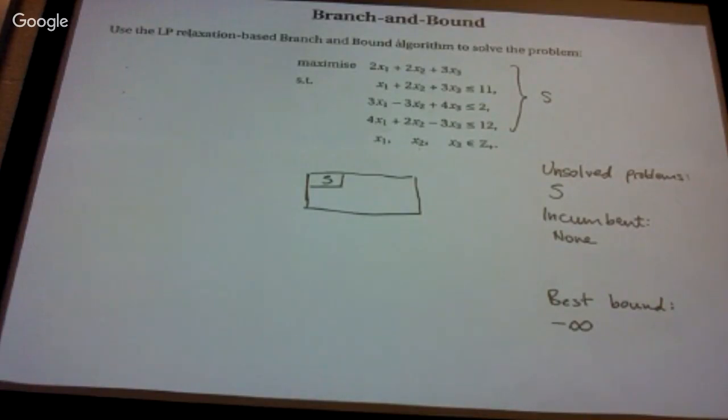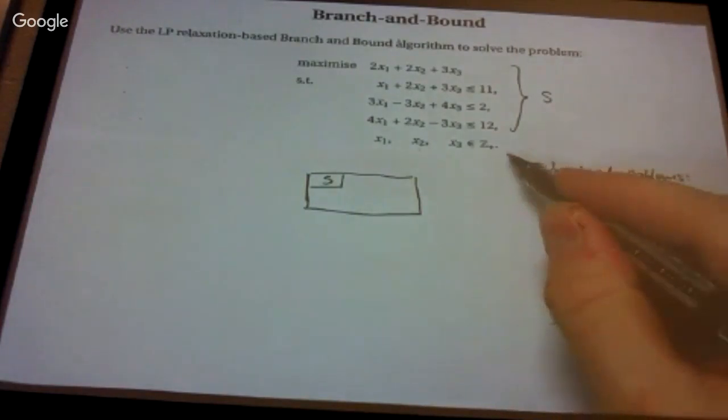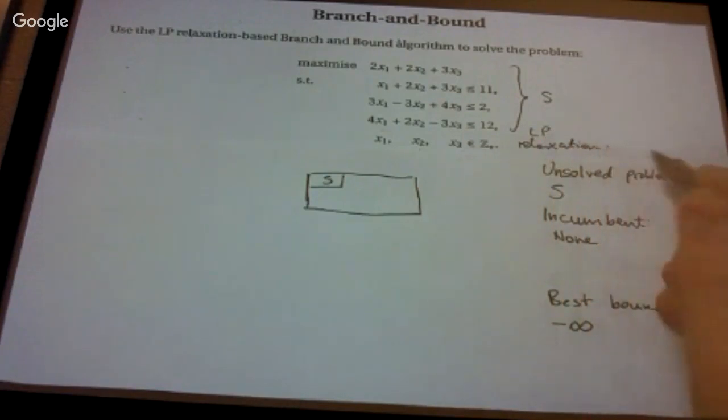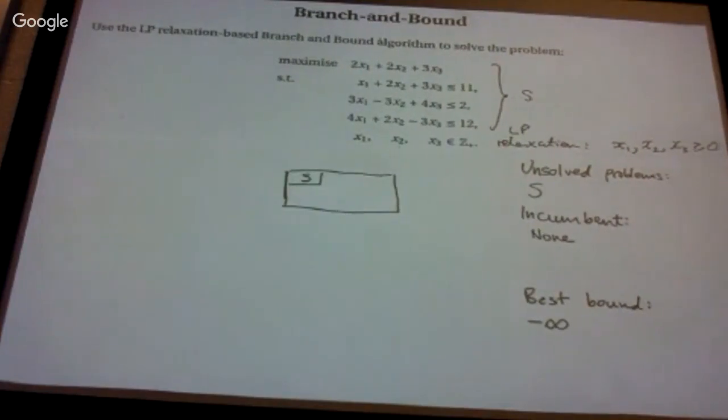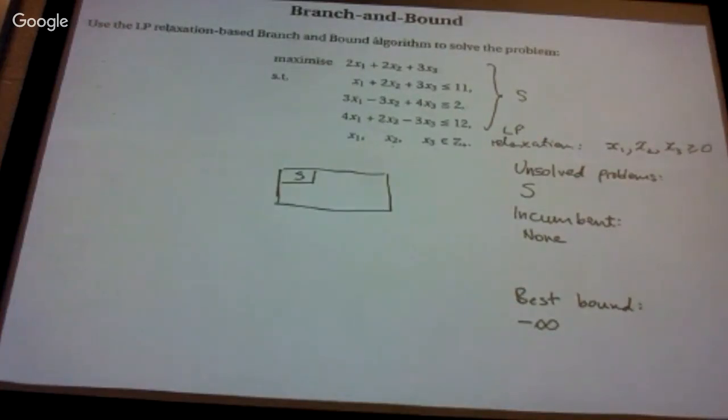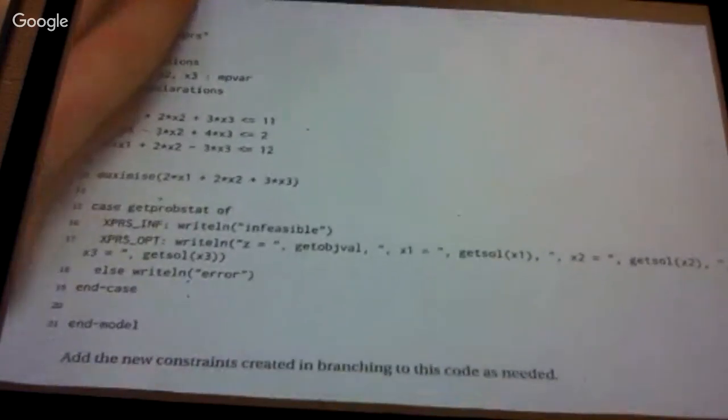So what you do next, once you've set up everything, is you solve this problem, but without integrality. So instead of this, for something that's called the ILP relaxation, you just take x1, x2, and x3 greater than or equal to 0, but you ignore that they should be integer. How do you solve it? Any way you want. But probably the fastest way is you type something like this into Mosel.